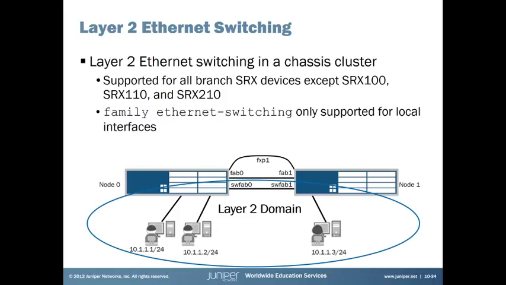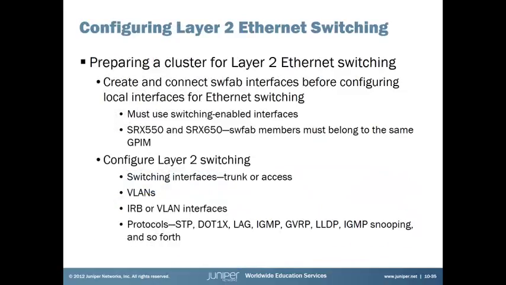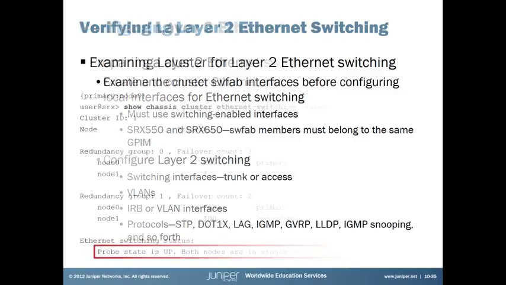So, Ethernet switching in a chassis cluster supported all branch devices except SRX 100s, 110s and 210s, and we can use the family Ethernet switching, only supported for local interface. So that's just some of the limitations on Ethernet switching for these devices. Pairing a cluster for layer 2 switching, we create the interconnecting SW-FAB interface before configuring local interfaces for Ethernet switching. Must use switching enable interfaces, and there's some model specific information there, and some of the other protocols and whatnot that we need to consider.